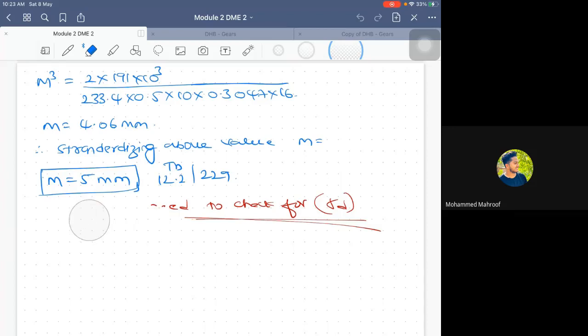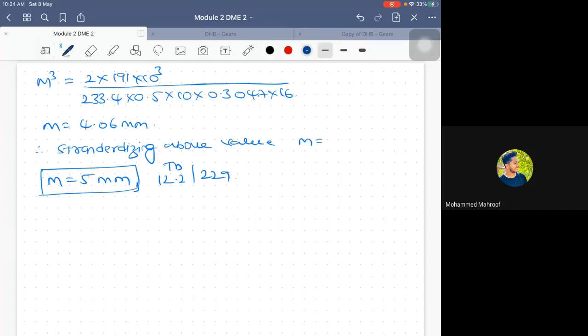Okay. So we shall check for the module and start the problem straight away. We have selected module number 5 initially, so we'll start checking it. Why do we need to check it? Because since CV was assumed, we shall have to check for design stress.